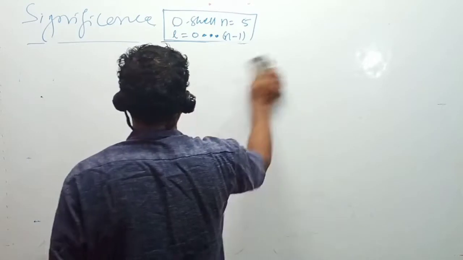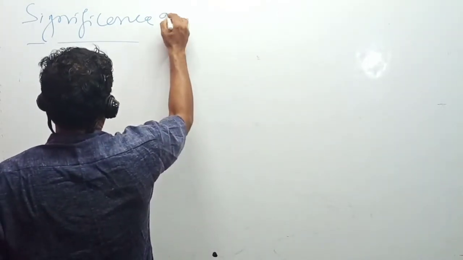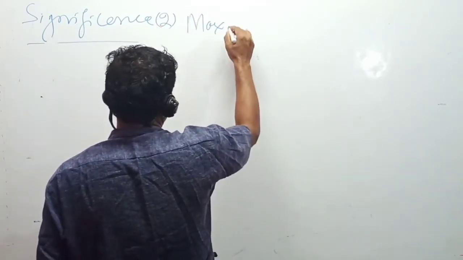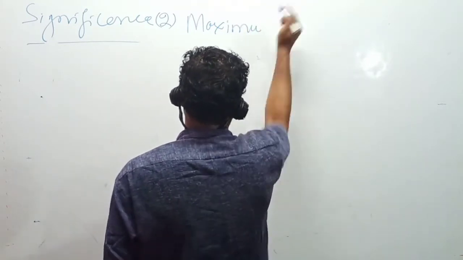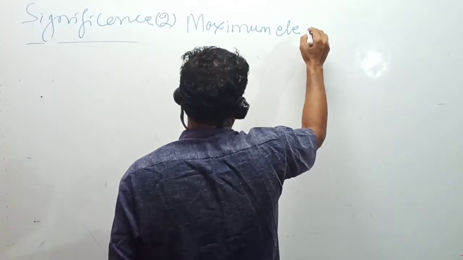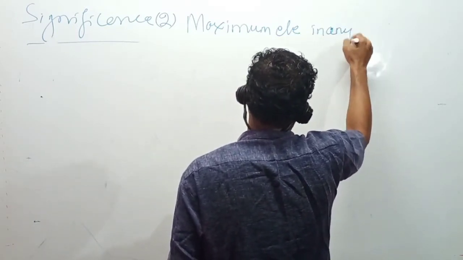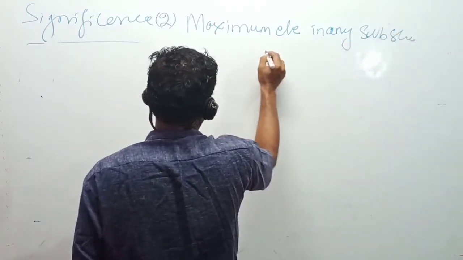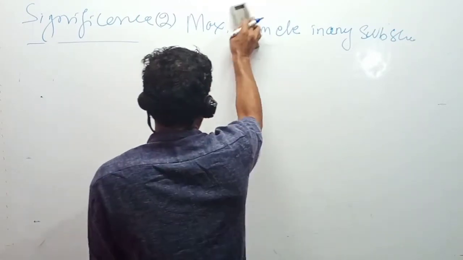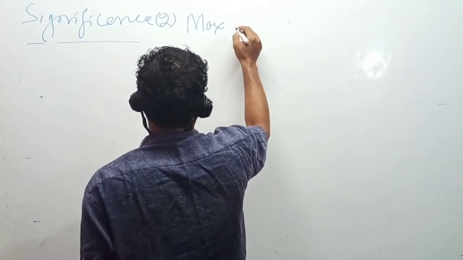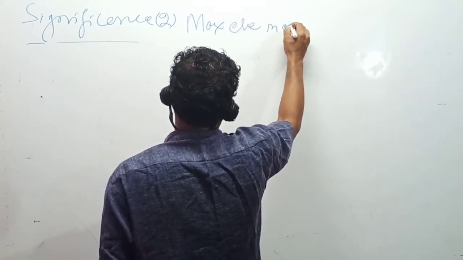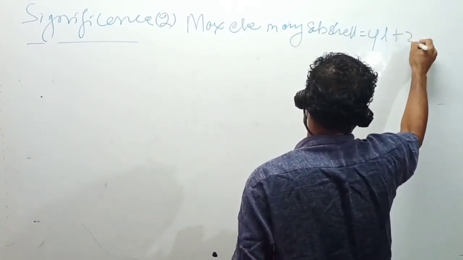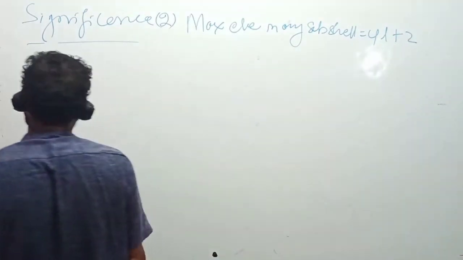Second information: the maximum electron in any cell, any subcell, is equal to 4L plus 2, where L stands for the azimuthal quantum number.